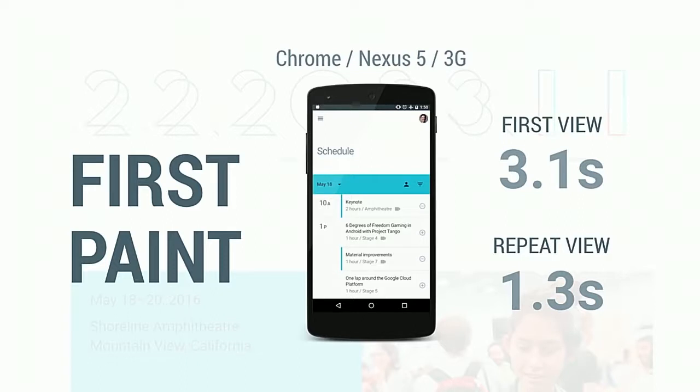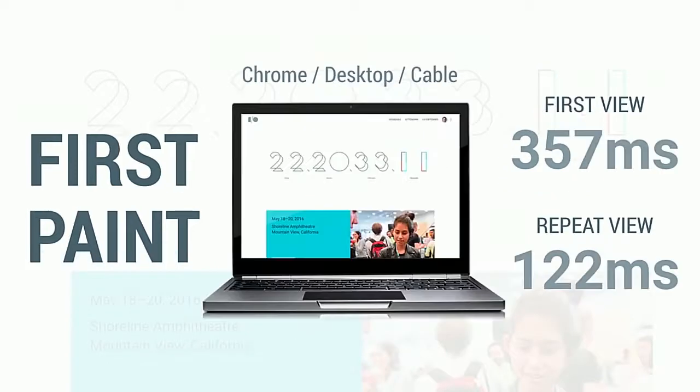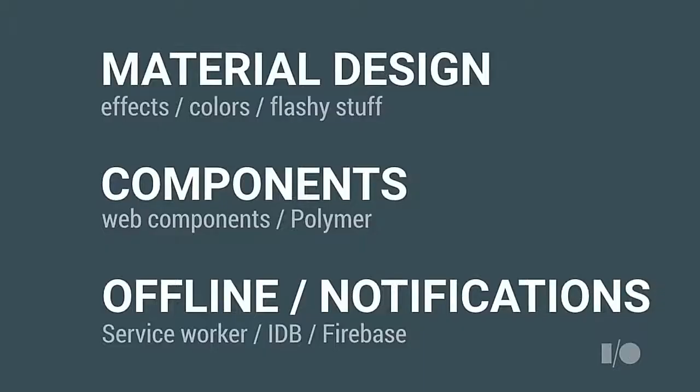So the fact that people are coming back to us, we're painting pixels faster because all of our assets are in the cache. There's no network at play. Desktop's even better because there's not a hindered connection. It's a more capable device. So about 357 milliseconds, and a repeat view, even better in that case as well. So those are some of the goals and why we do the I/O web app every year in-house.